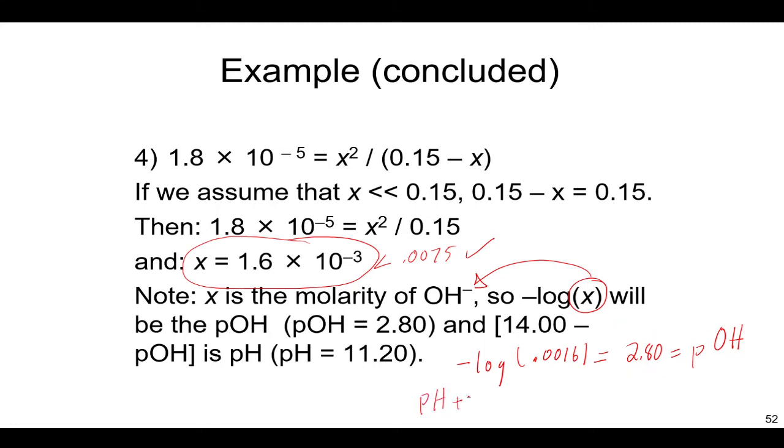We remember pH plus pOH is always equal to 14. Therefore, to find the pH, it's 14 minus this 2.80. And that's what gives us our final answer. pH is 11.2.